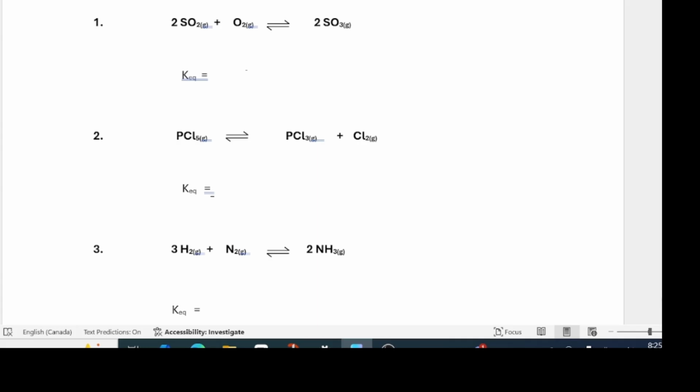So what do you think the K expression should be? Here we only have one product, so we should take this product and raise it to its coefficient 2, and then divide that by SO2 raised to a coefficient 2, times the concentration of oxygen raised to a coefficient 1. You don't have to write the 1. So let's see what that is. If you said so, then you're correct.